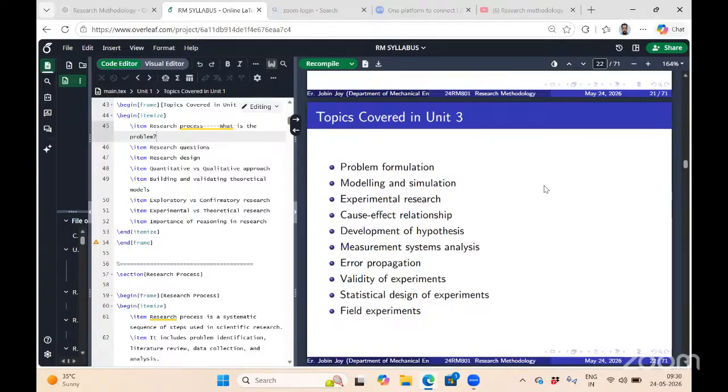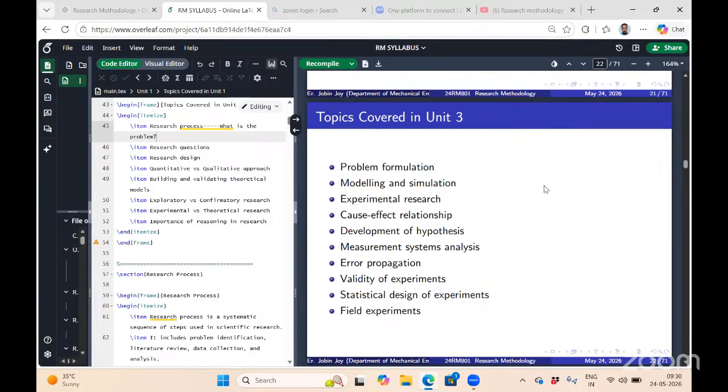Error propagation. Error propagation means how measurement error will affect the results. This is what is called error propagation. If the measurement has an error, how will it affect the result, how the error will propagate from the measurement to the final result. That is what is called error propagation. For example, temperature measurement error, sensor reading variations, machine calibration error, statistical calculation error, laboratory instrument inaccuracies.